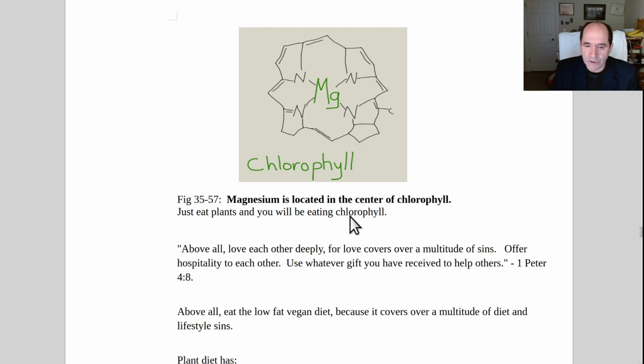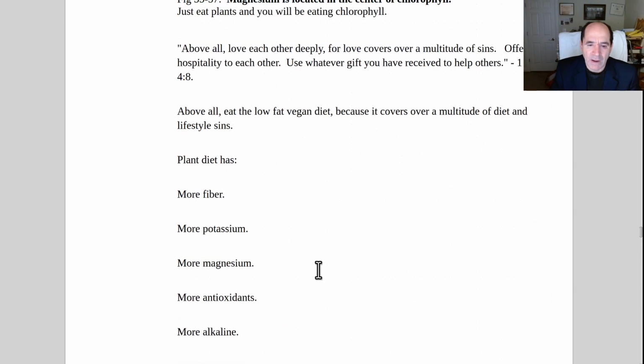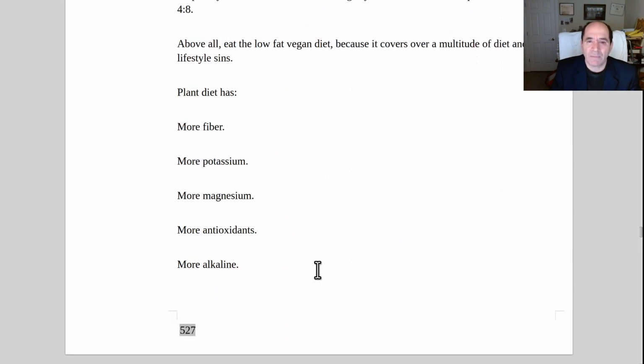All right. So, here's a little quote. This is 1 Peter chapter 4, verse 8. Above all, love each other deeply, for love covers a multitude of sins. Offer hospitality to each other. Use whatever gift you have received to help others. And I would say, above all, for health, eat the low-fat vegan diet because it covers a multitude of dietary and lifestyle sins. Let's see where we're going to go with that. So that's a big thing. I already talked about love when I gave another video. I was talking about paintings in St. Paul, preaching to the Areopagus.